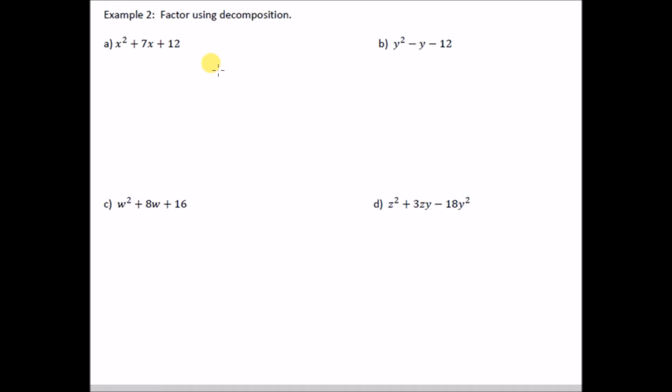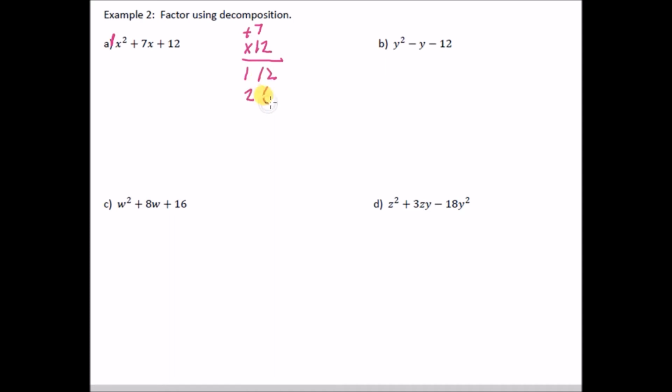Okay, so now let's factor using decomposition. So we need two numbers that multiply to AC, okay? And we're going to ignore the A component because the A is just going to be 1 for this lesson. So two numbers that multiply to 12. So I put a multiplication symbol and I put a 12. And add to that middle number, which is B. Add to 7. So I come to the side and I list the factors of 12.